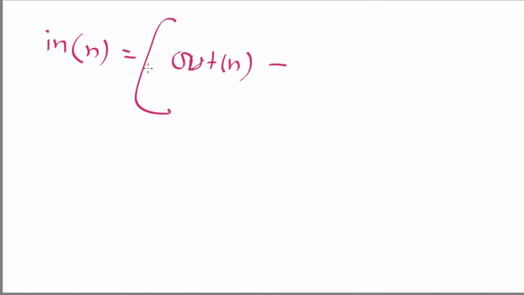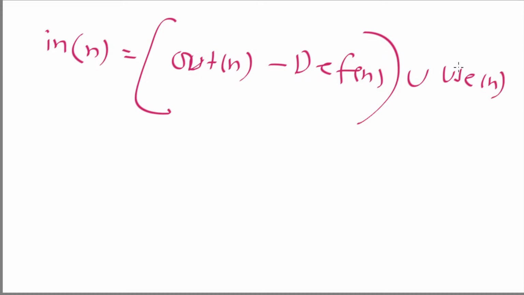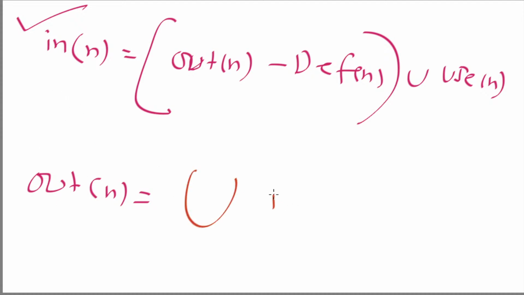You can notice in of n is equal to out of n minus def of n union use of n. So in of n is written as a function of out of n. And what is out of n? This out of n is written as a function of some other, it's a union of in of some other successor, not n but a successor.